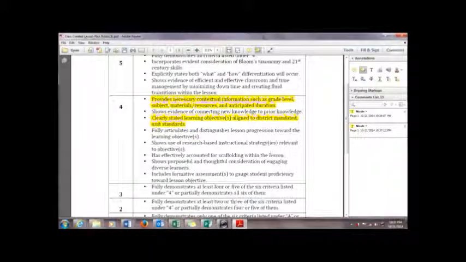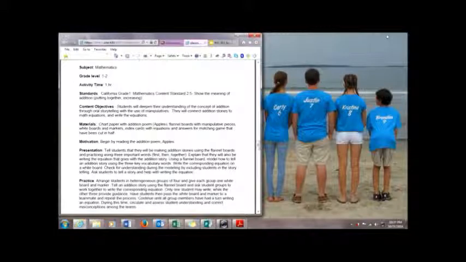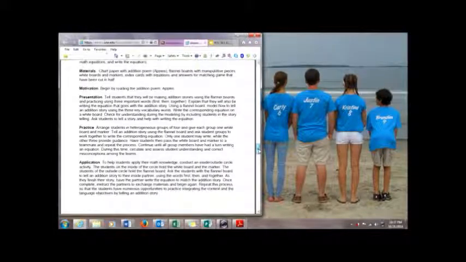fully articulates and distinguishes lesson progressions toward the learning objective. So as far as this one goes, I'm looking at how it's set up. So his first step is that he motivates them through reading a poem. Okay, so we're then moving on to the next step, which is teaching them how to use the flannel boards, teaching them some vocab words, and basically modeling to the students what they are going to be doing throughout the rest of the lesson. So at this point, he's going from an example and then moving on to modeling. So that's how the learning is progressing.